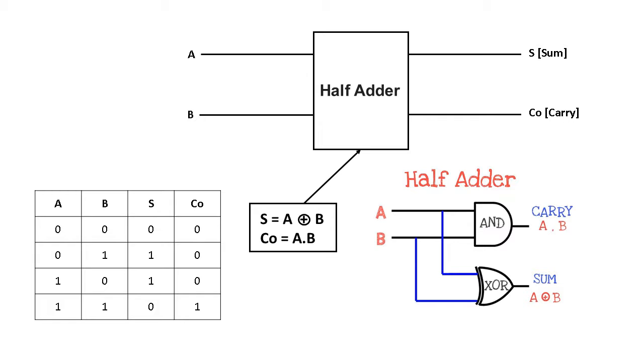It's very clear. You can observe both A and B are provided through the AND gate to derive the output of the carry bit, and as well both A and B are passed through the XOR gate to derive the result of sum, that is A XOR B.